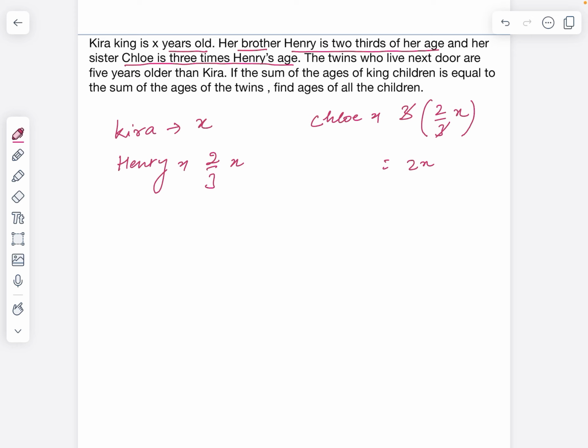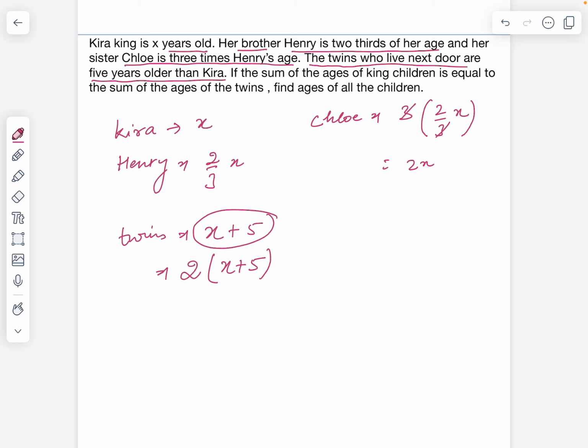Then there are the twins who live next door, which means they don't belong to this particular chain; they are some other twins. So they are 5 years older than Kira. So if Kira was x, the twins are of the same age but 5 years older than Kira. So this is the twins' age. Now there are two twins, so they are going to be twice of x plus 5, right?